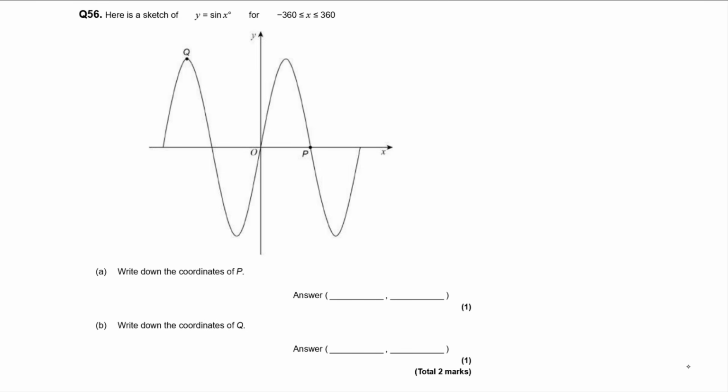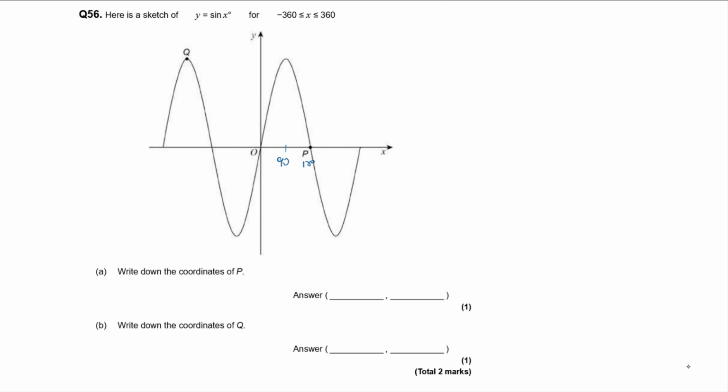Question 56, here is the sketch of y equals sine x from minus 360 to 360. So I've got 2 periods of the sine curve basically here, haven't I? So write down the coordinates at P. Remember that sine goes from 0 to 1 when between the values of 0 and 90. So like halfway up at that high point up there, it's going to be at 90. So by the time it comes back down again, that's going to be 180, isn't it?